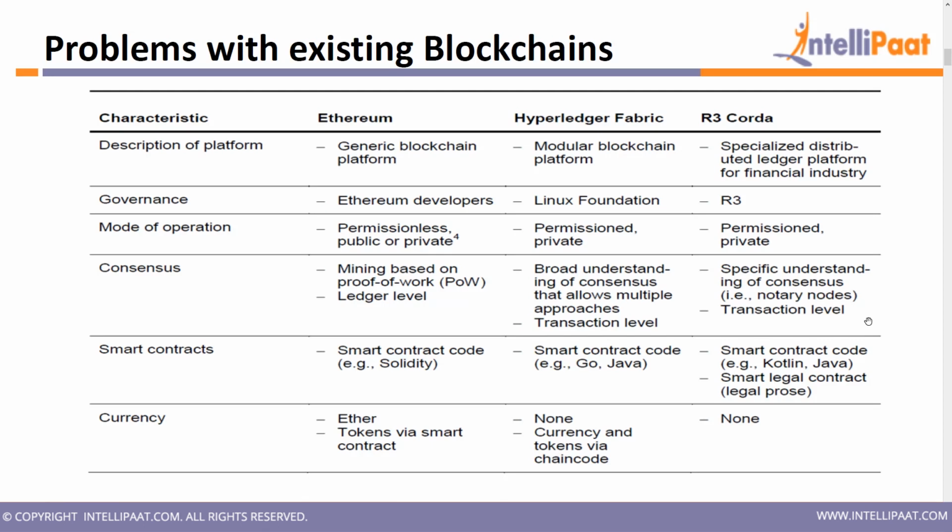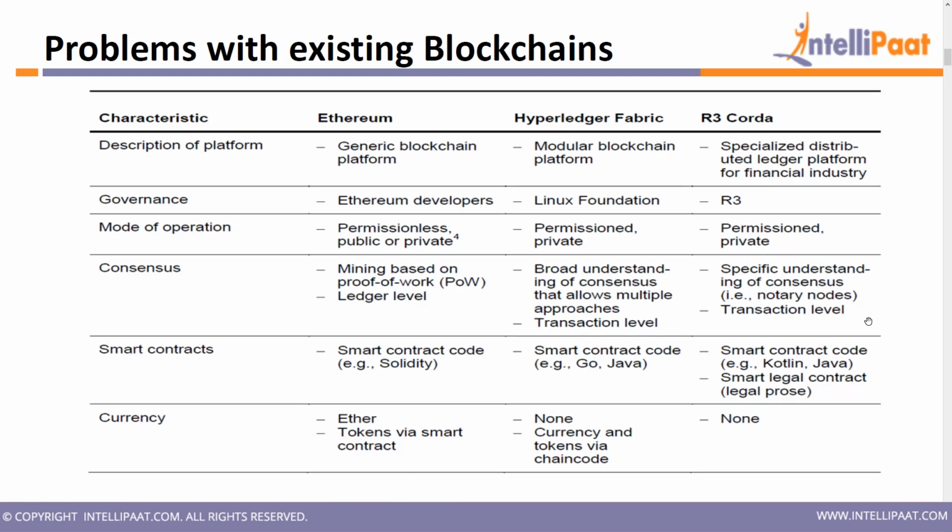Now, smart contracts. For Ethereum, smart contracts are used, and the language used is Solidity. While in Hyperledger Fabric, we have the flexibility to use different kinds of languages, including Go, Java, Node.js, etc. In R3 Corda, again, you can use Kotlin, Java, and other languages to write smart contracts. And even for writing smart legal contracts, you can use the Legal Prose language that is specifically designed to write legal contracts in the R3 Corda blockchain.